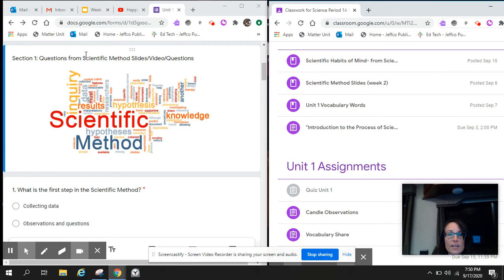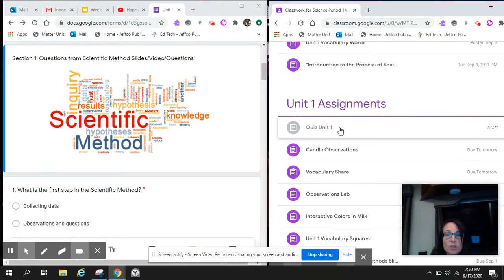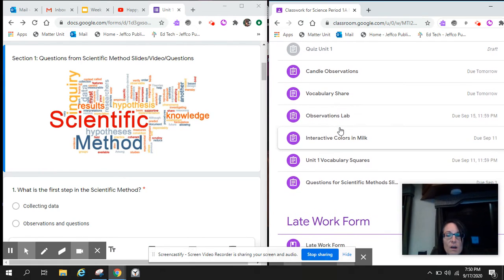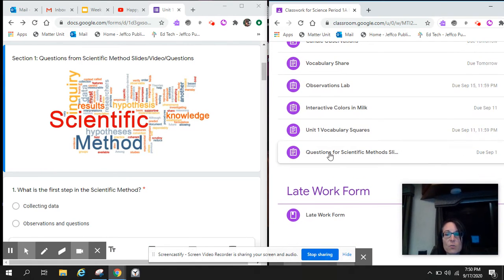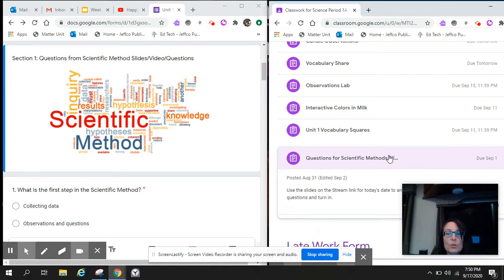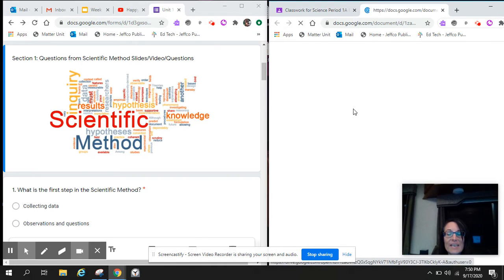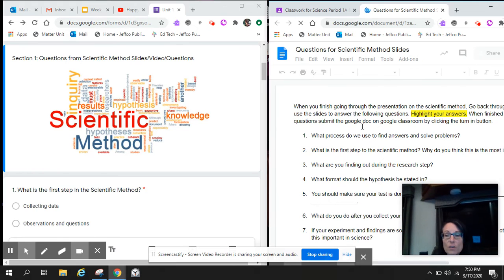So on here, if I know from the quiz section title that I need the questions from the scientific methods slides, I go to Unit 1 assignments and I look for that same title. So I look all the way down and it says Questions for Scientific Methods Slides. So I would click that open and I would see the answers that I had written for this assignment a couple of weeks ago.